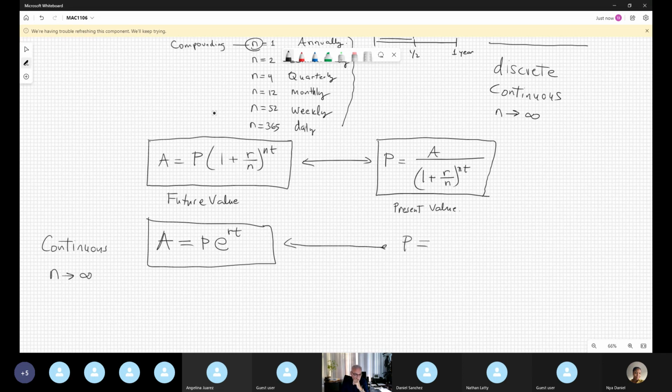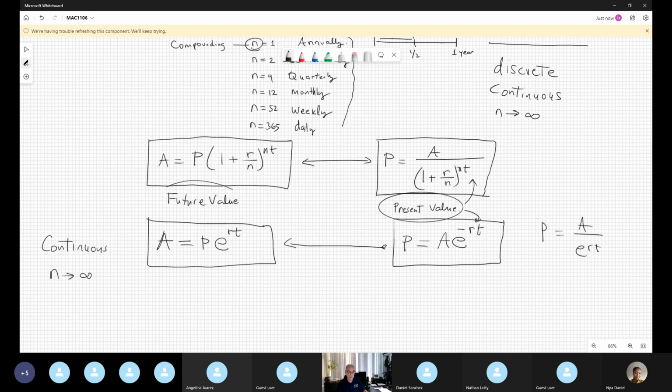P is equal. Let me put it in a more elegant way: A e to the minus rt. Remember, one more time, I repeat: negative exponent and reciprocal. Now you can write like that if you want: P is equal A divided by e to the rt. But in my opinion, it's more elegant to express it like that using negative exponent. This is present value, discrete and continuous; future value, discrete and continuous.